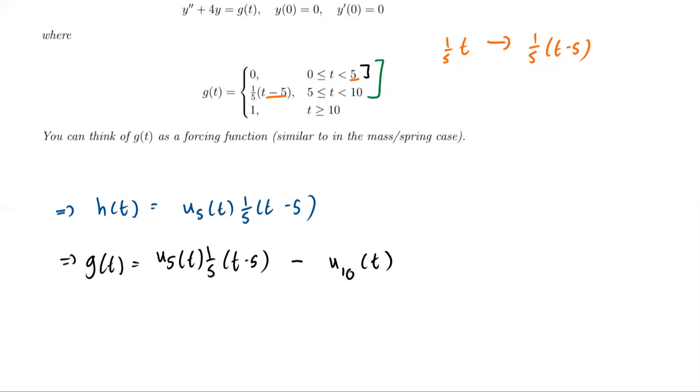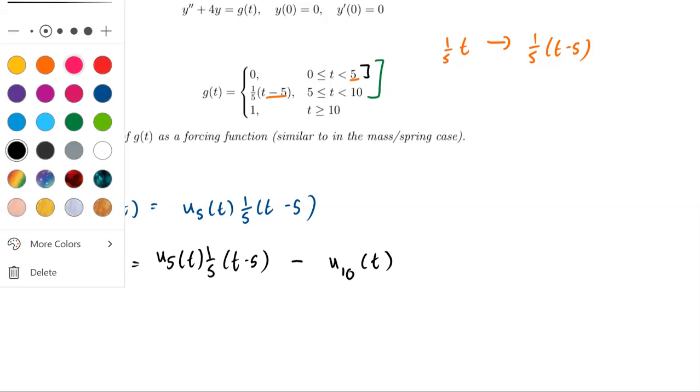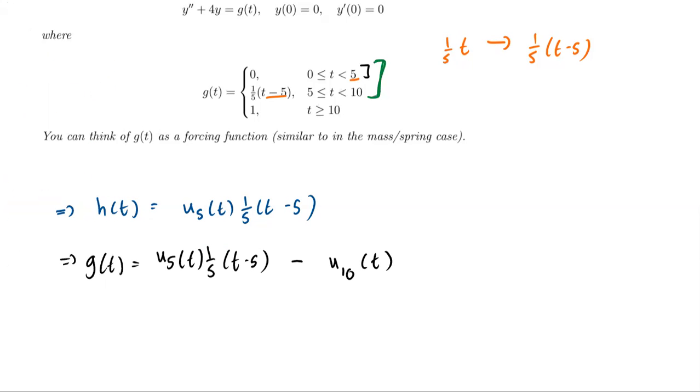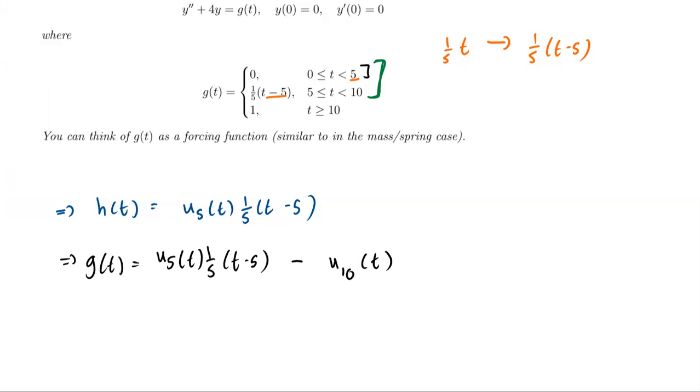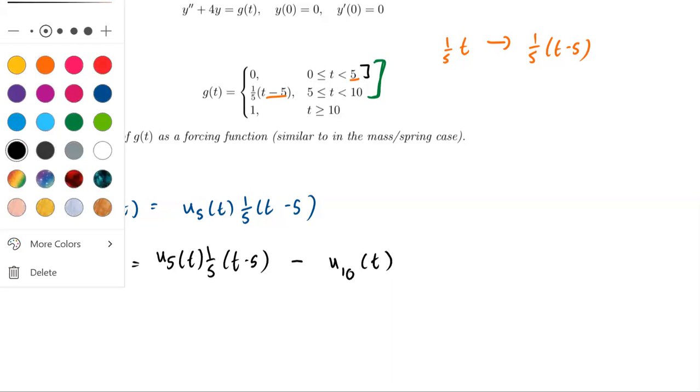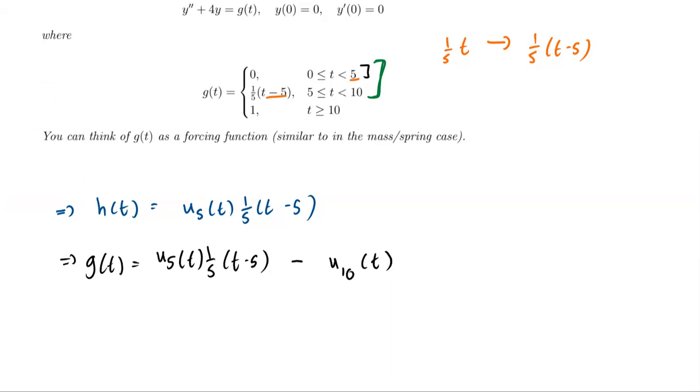Now, this is saying that at t equals 10, something else is going to happen. We're going to be subtracting something from this first part that we found. And remember, the first part is defined by this function, but with t going all the way to infinity, right? So by subtracting u sub 10 of t, I'm saying that at the time t equals 10, I want to change what happens. I want to change my function 1/5 times t minus 5 to be something else. And that something else is going to be determined by some other unknown function. Let's call it f of t.